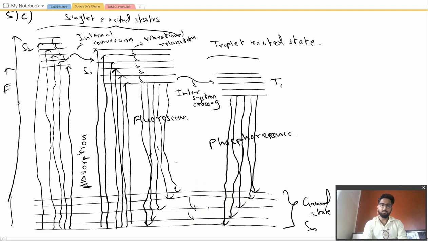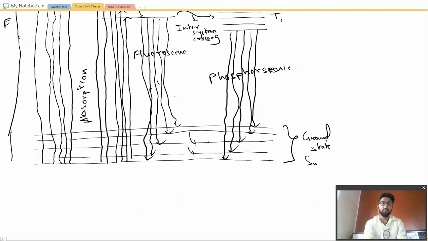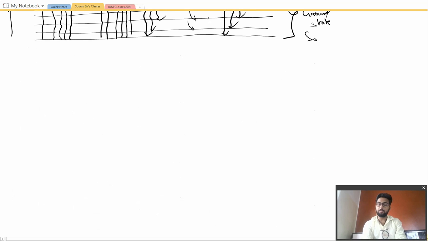Now one thing you must do is use your ruler to draw the lines perfectly, and then it may look good. This drawing of mine is not looking so decent because I am drawing it with this pen tablet, which is quite difficult. So this was the Jablonski diagram. You have to draw it neat.